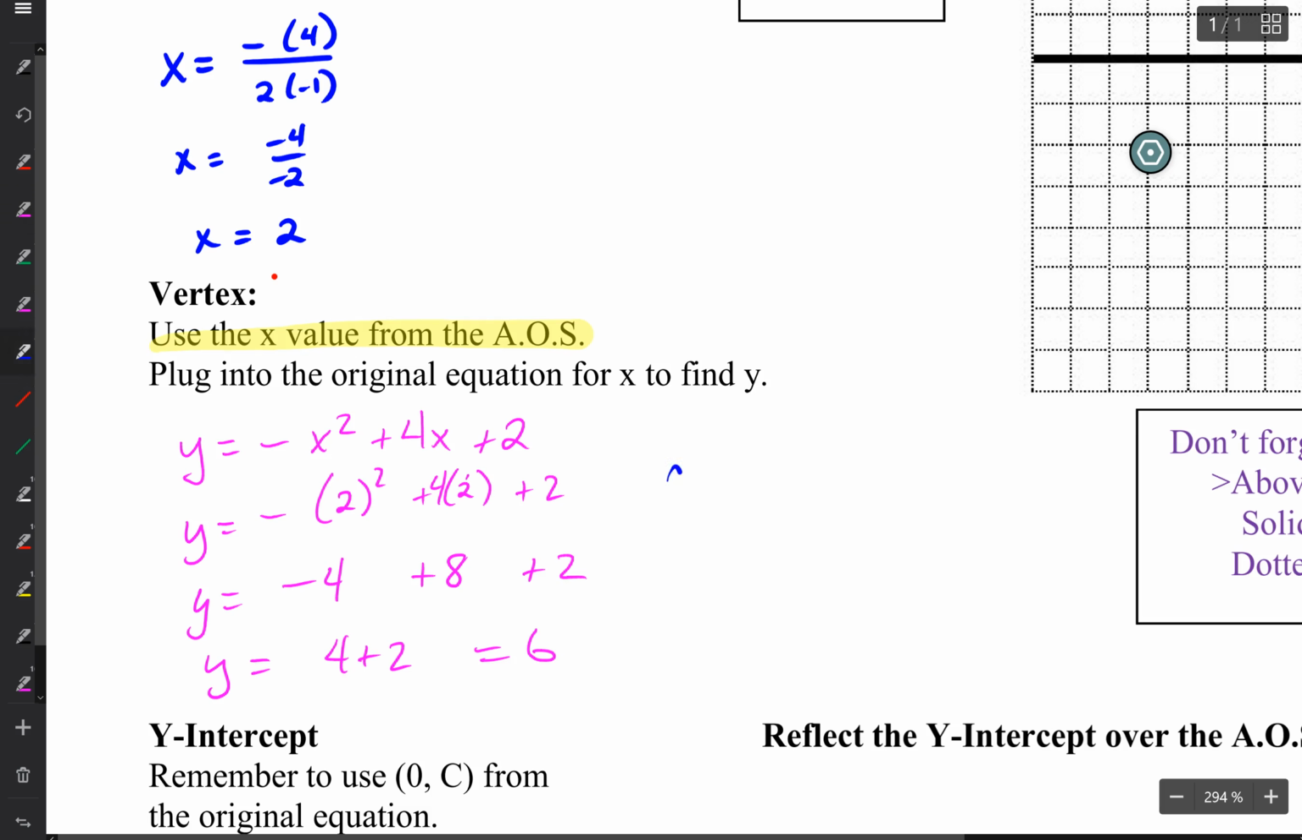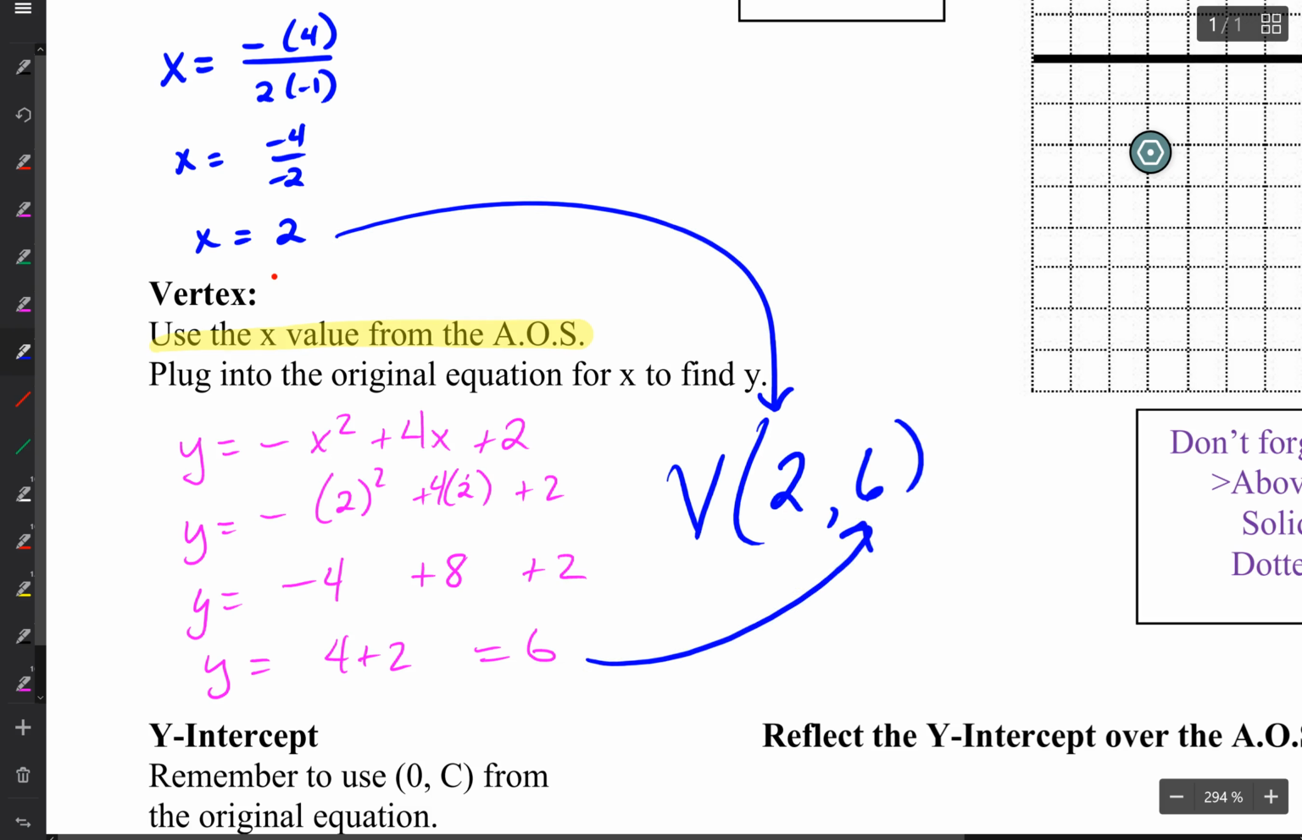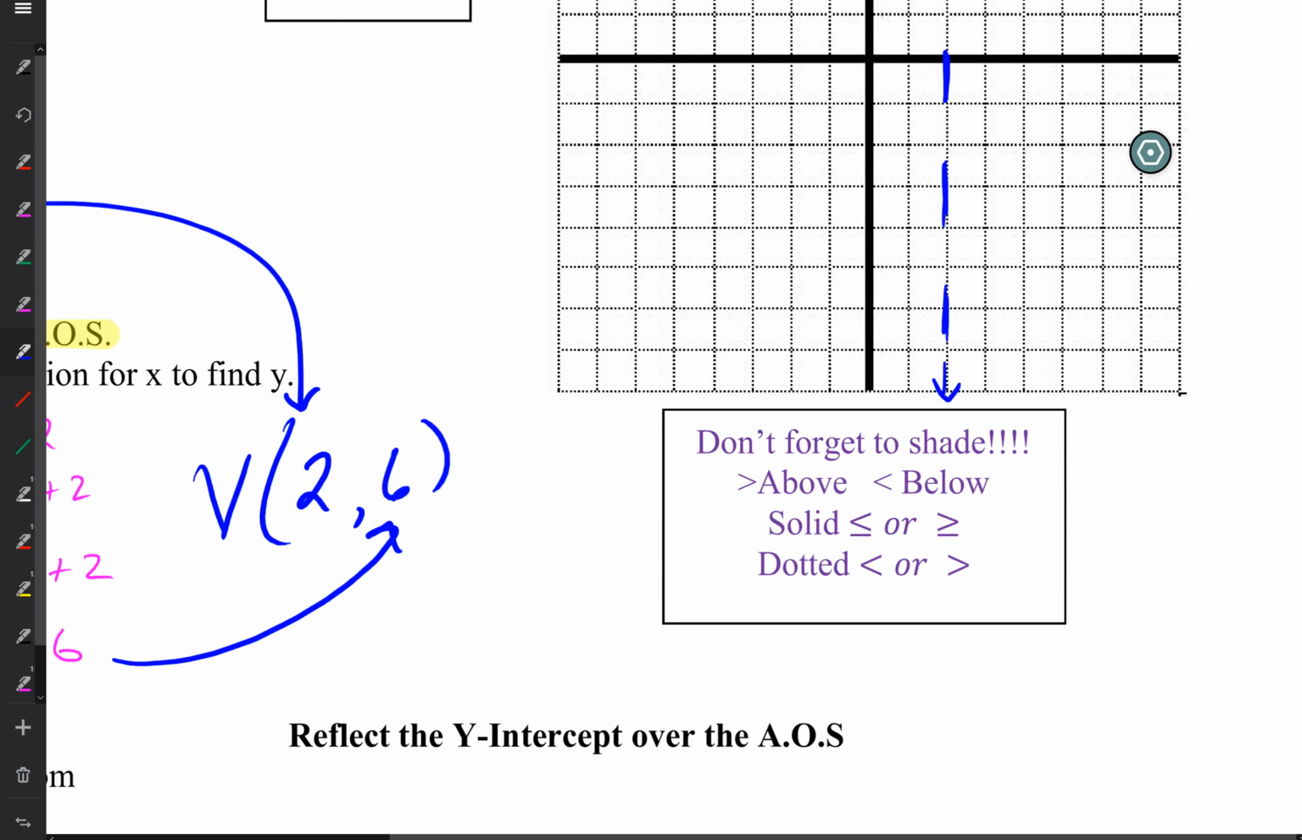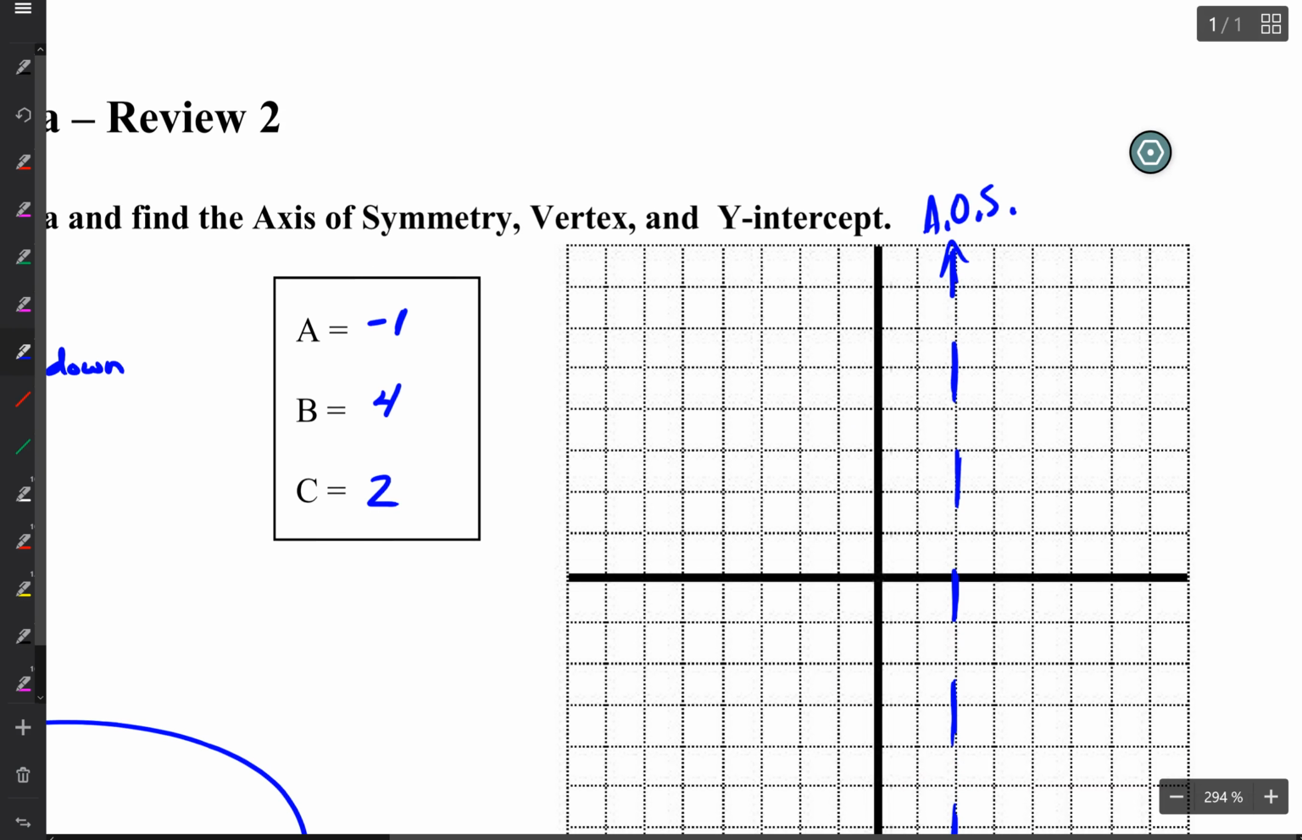So now we're going to write our vertex, capital V, 2, comma 6. The 2 comes from there. The 6 comes from there. Now I'm going to graph this. 2, comma 6. 1, 2, 3, 4, 5, 6. That big blue dot is the vertex.